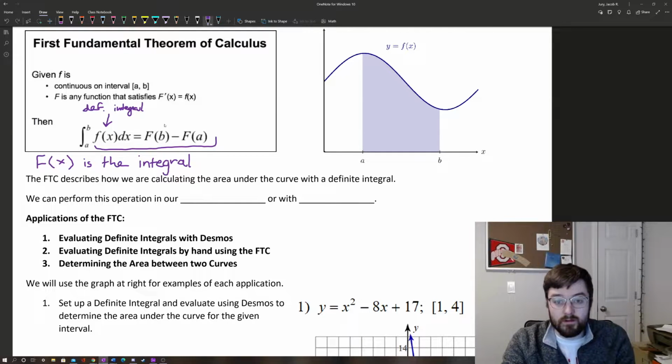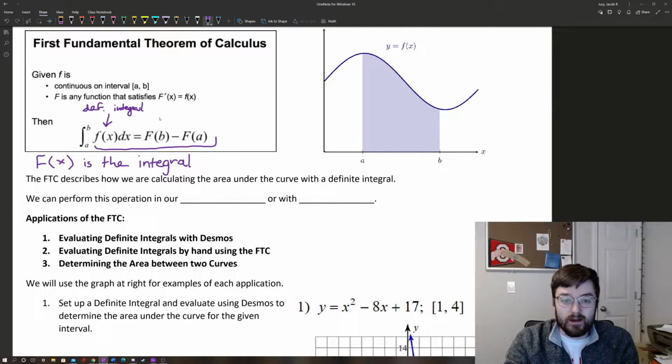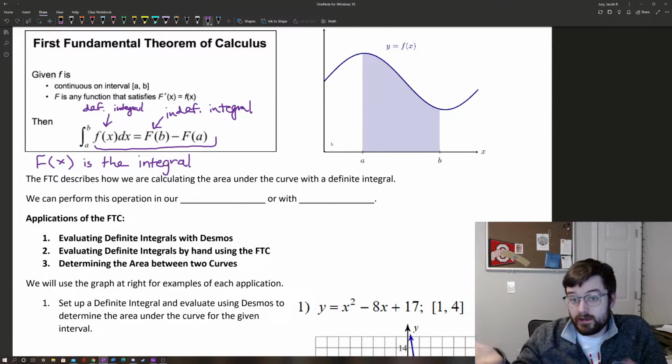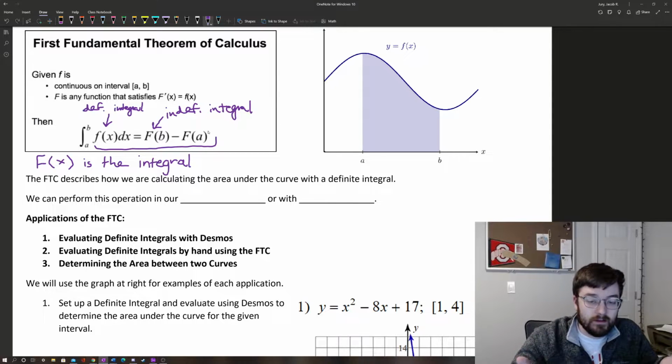It is equal to the indefinite integral. So I should say capital F of x is the indefinite integral. Capital F of b, that's the indefinite integral at b, minus the indefinite integral at a. So if we were asked to calculate this by hand, then we could do that. Fortunately, we can perform these operations.